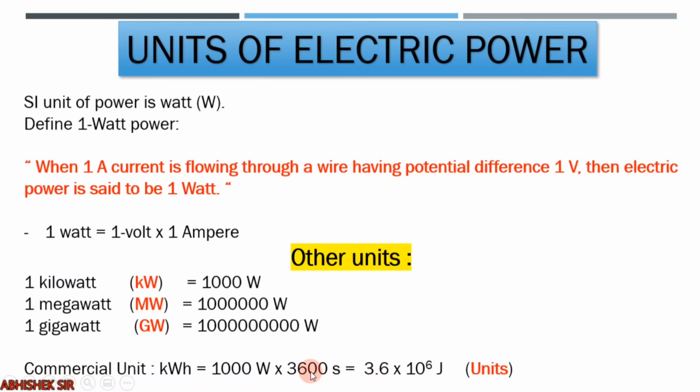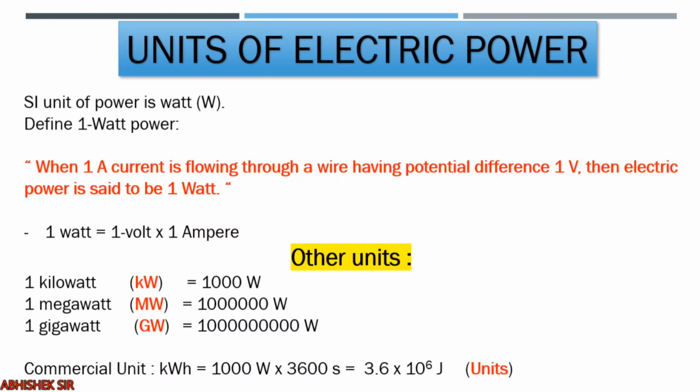Kilowatt is 1000 watt and an hour contains 3600 seconds, and watt is joule per second. If you cancel the seconds, the final value will be 3.6 into 10 raised to 6 joule. So if you are consuming 1 unit of electricity, that is nothing but 3.6 into 10 raised to 6 joule. Or suppose that you have an electric appliance of rating 1 kilowatt, and you turn it on for 1 hour, then you have consumed 1 unit of electricity.